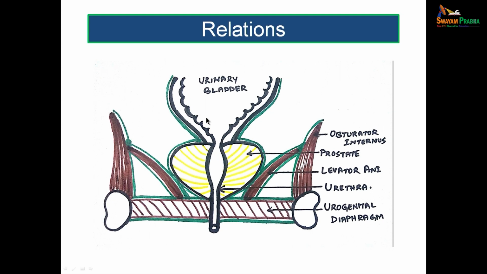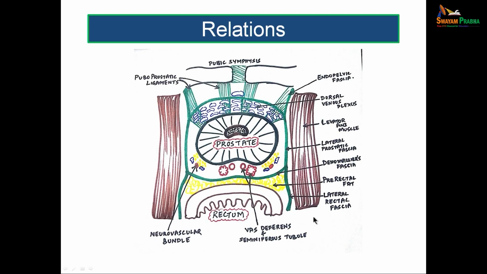So, the base is towards the bladder and the apex is towards the urogenital diaphragm, resting on it. The anterior surface, in front of the apex, is where the urethra pierces, and on either side is the levator ani. So, these are some of the relations of the prostate. The same relations can be appreciated in a transverse section. You can see the section of the prostate with the prostatic urethra passing through it.